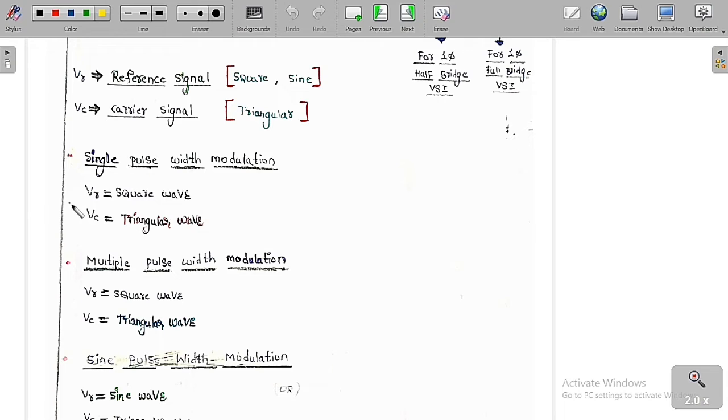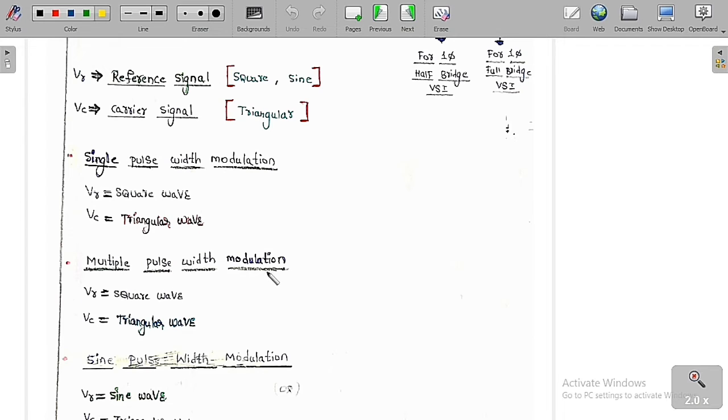There are different types of modulations. Let me tell you, the first one is single pulse width modulation. In single pulse width modulation, we are going to get only one pulse in the output voltage in a half time period, that is, in 0 to pi. That we are going to call a single pulse width modulation. Here we are going to take the reference signal as a square signal, whereas for the carrier signal we are going to consider the triangular waveform.